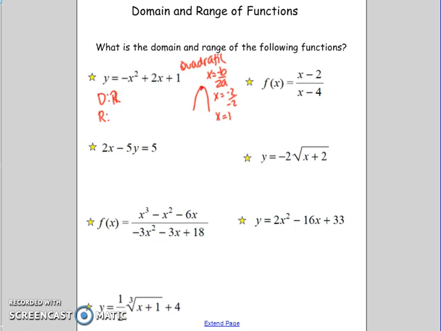So we know that the vertex point here is going to be 1 something. We have to plug 1 into our function. So we're going to have negative 1 squared plus 2 times 1 plus 1. And when we solve that, we get 2 for y. Since our parabola is opening down, the graph is going to be below. So the range is going to be y is less than or equal to the y value of the vertex, which is 2.